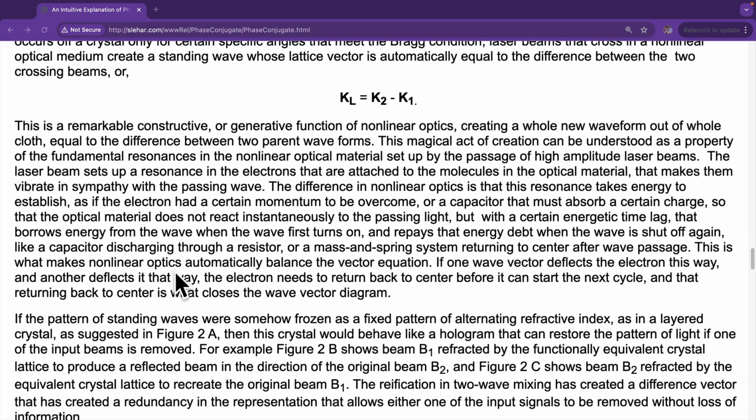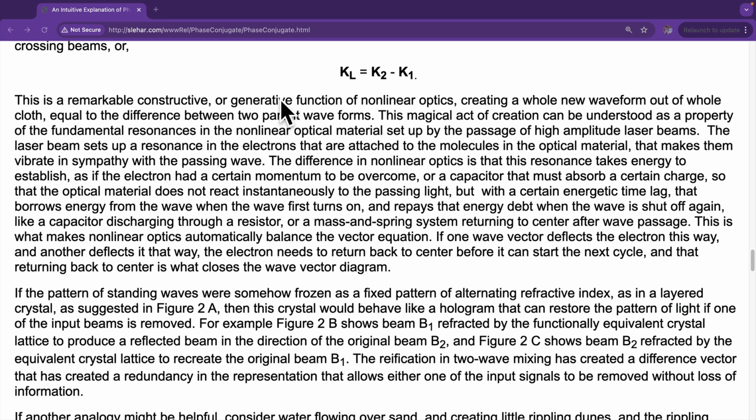This is a remarkable constructive or generative function of nonlinear optics, creating a whole new waveform out of whole cloth equal to the difference between two parent waveforms. This magical act of creation can be understood as a property of the fundamental resonances in the nonlinear optical material set up by the passage of high-amplitude laser beams. The laser beam sets up a resonance in the electrons which are attached to the molecules in the optical material that make them vibrate in sympathy with the passing wave.